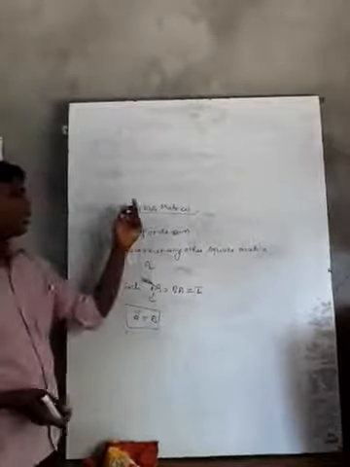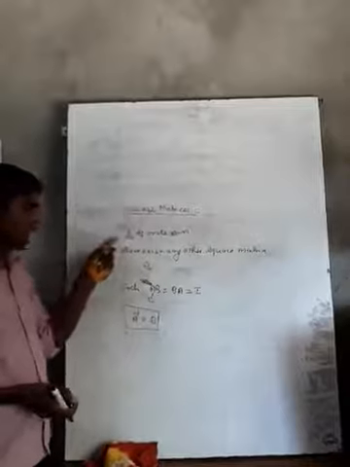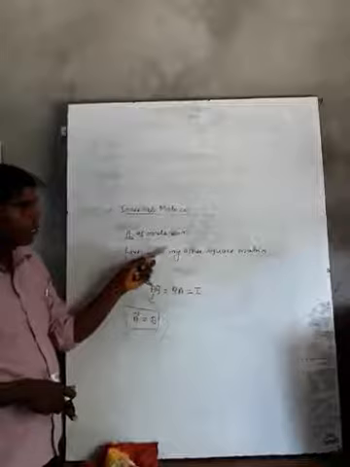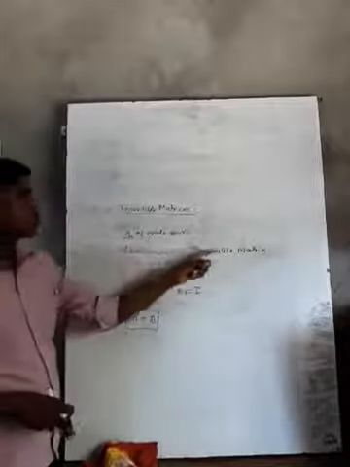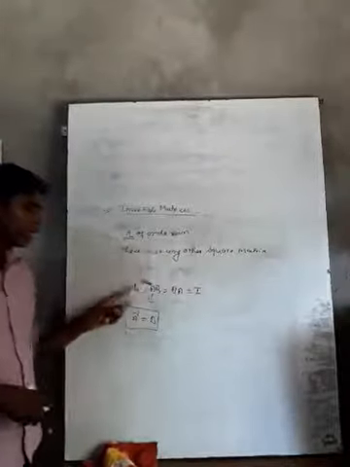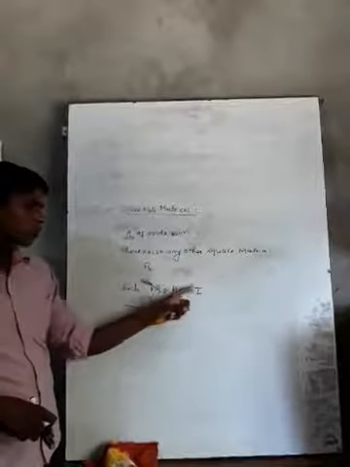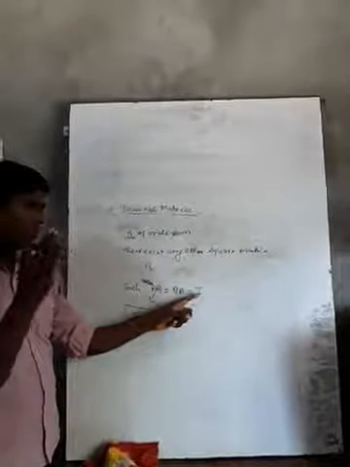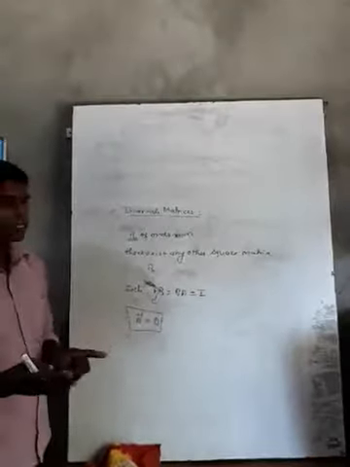Now again, read: any square matrix A of order m is said to be an invertible matrix if there exists any other square matrix B such that AB is equal to BA is equal to I, where I is the identity matrix.